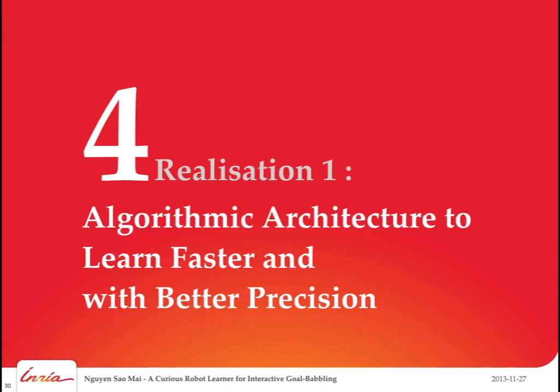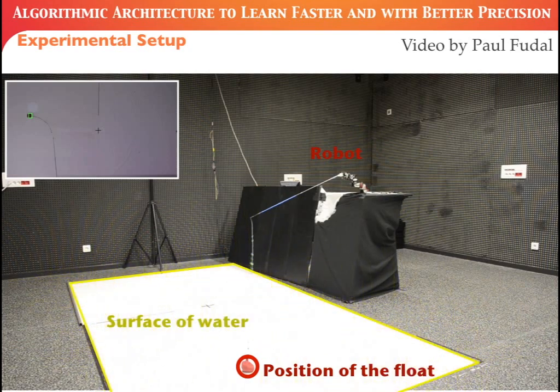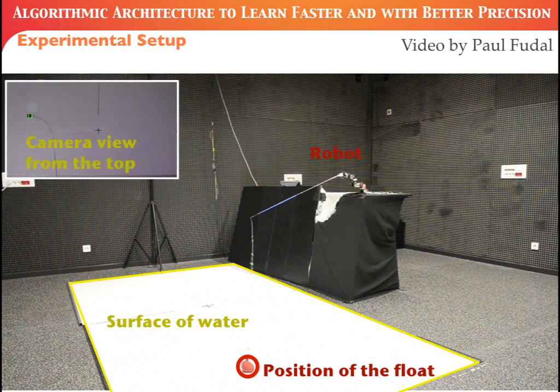We have a fishing rod here that can move. So it's a 6-degree-of-freedom arm that can put its float anywhere on this surface. This is the surface of the water, and this is the view from the camera, which is on top of this same surface. So we can see the position of the float, and we can also see, not here, but from time to time, white spots, which are the goals that it has to reach.